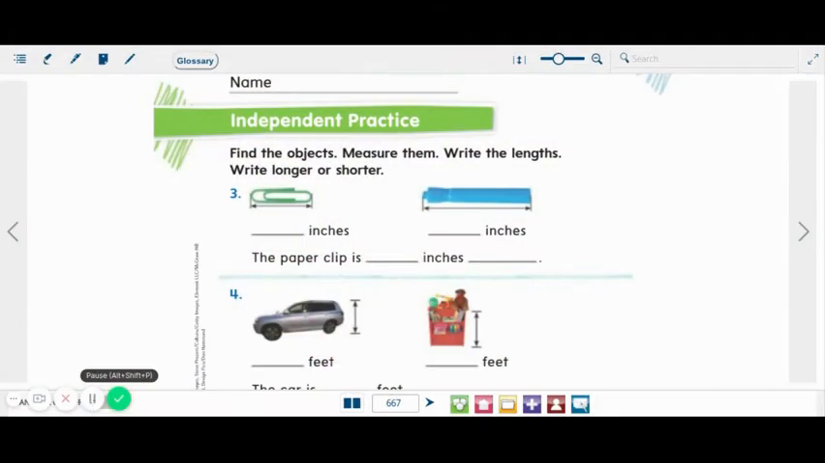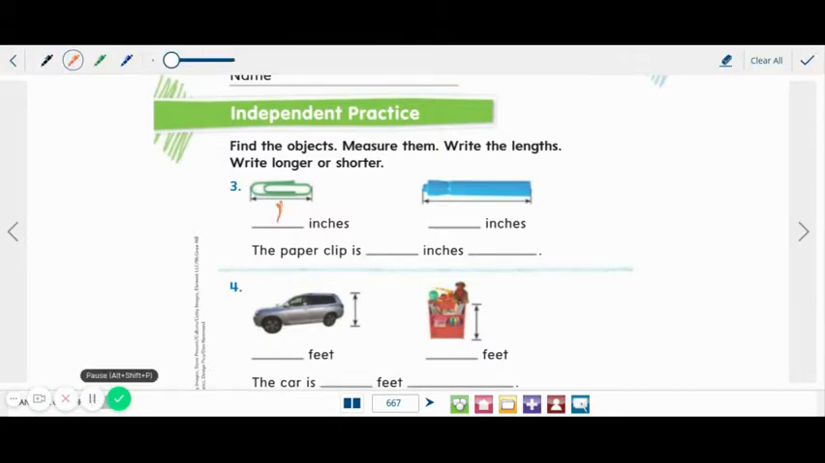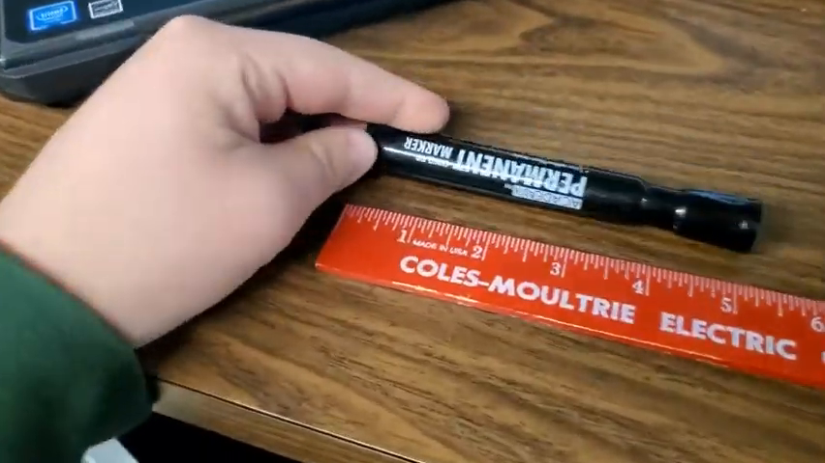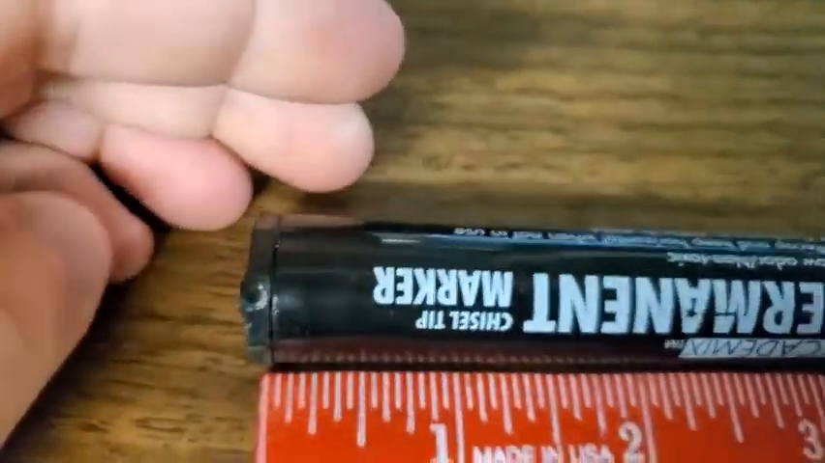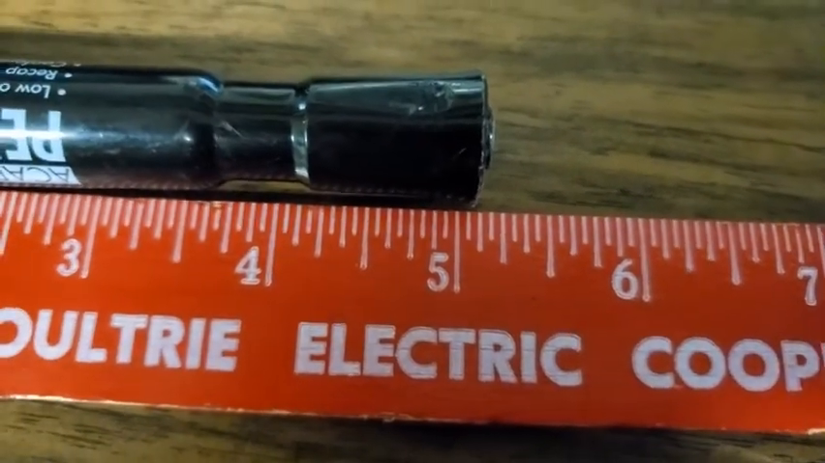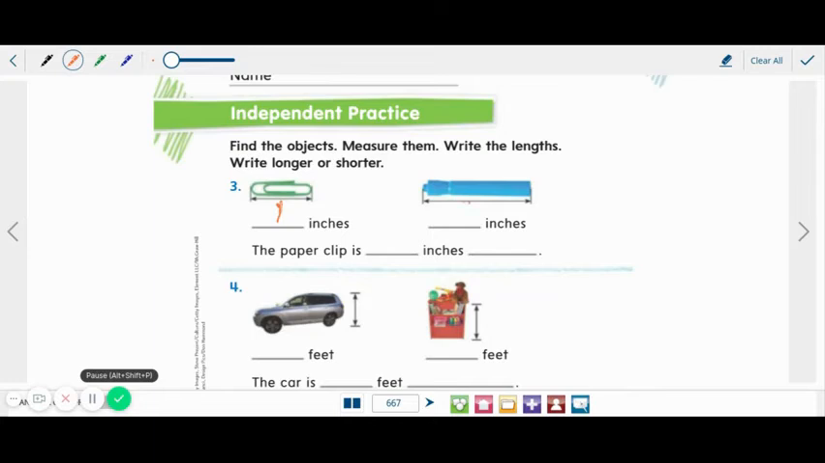All right, now that we found our measurement for the paper clip, we're going to fill in our 1. If I can write. All right, so we filled in a 1 for our paper clip. It was 1 inch long. Next up, we're going to find our marker. I found a marker here, and now I'm going to line it up with my ruler. Our marker is closer to 5 inches. So take your pencil and write it in the 5 inches spot for the marker.